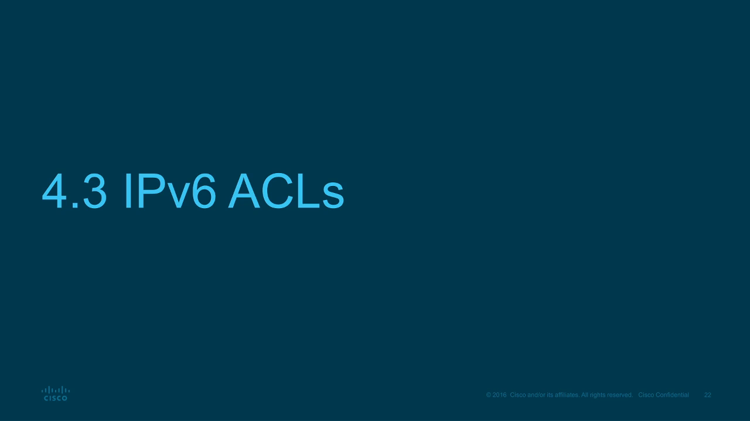Now let's look at how things are different with IPv6 access control lists. What we have discussed so far is mainly for IPv4. Now we will look at IPv6.